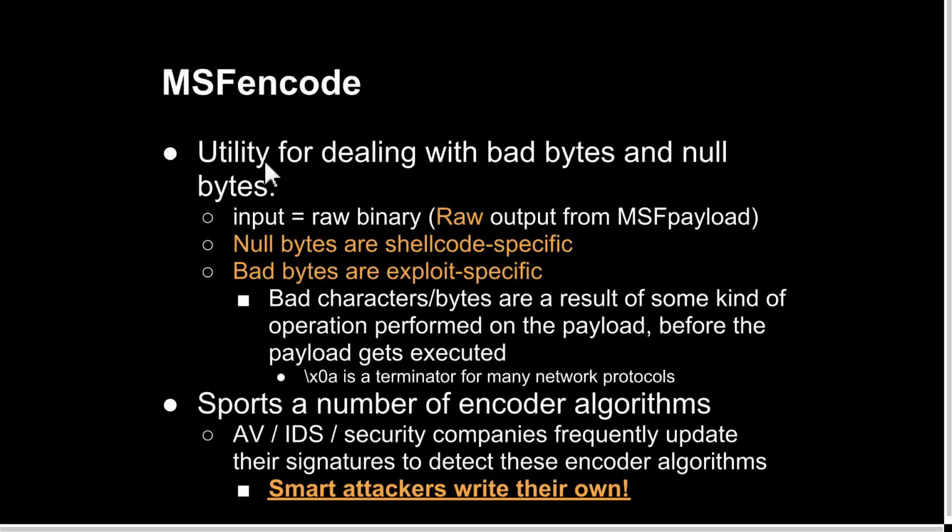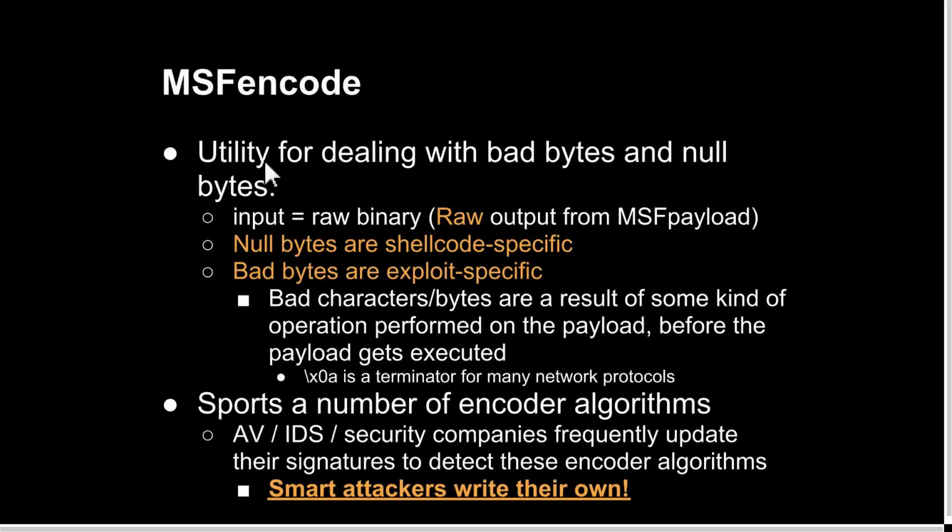So there's an important distinction that needs to be made, and you need to remember it: null bytes are shellcode specific. Bad bytes that cause the truncation of your payload or your exploit over the wire are exploit specific. That's the result of some sort of operation being performed on the payload before the payload actually gets executed.